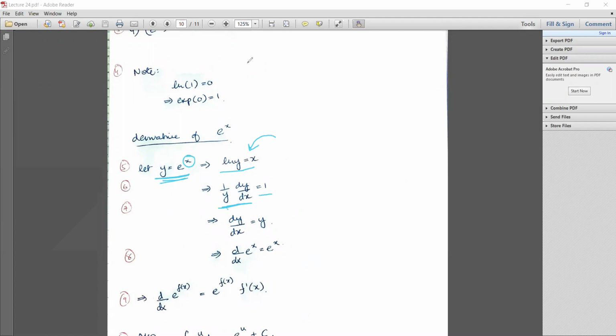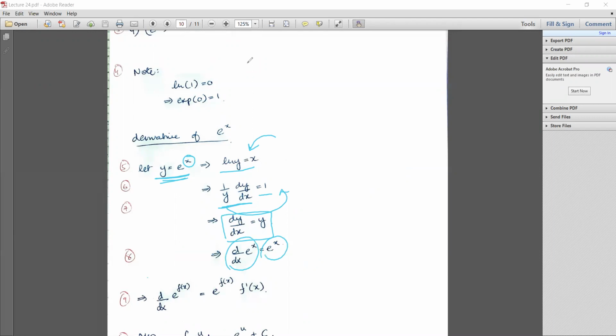Now take y to the other side. We're doing the usual logarithmic differentiation that we just learned. If I take y to the other side, that means dy by dx is equal to y. So we get e to the power x again. So the derivative of e to the x is just e to the x again. It's one of those functions that when you differentiate, you get the same function back. So the slopes of the tangent line of this function are the function itself.